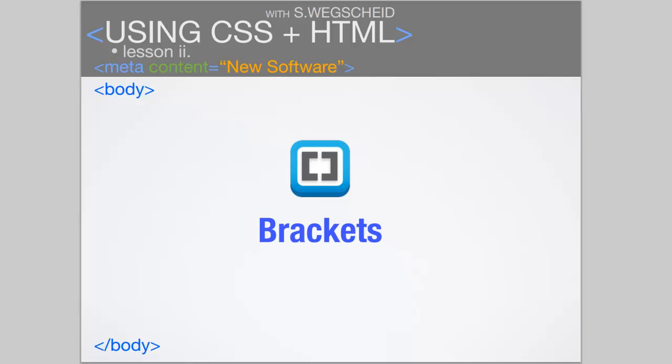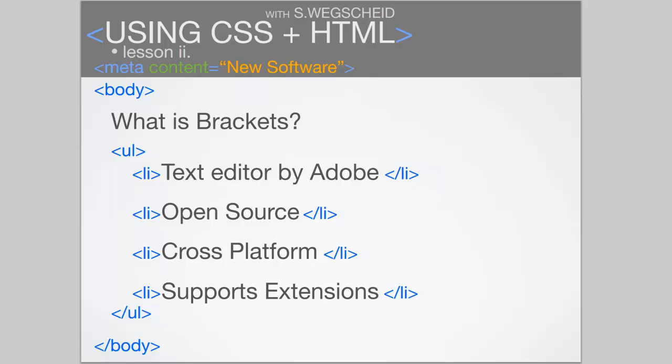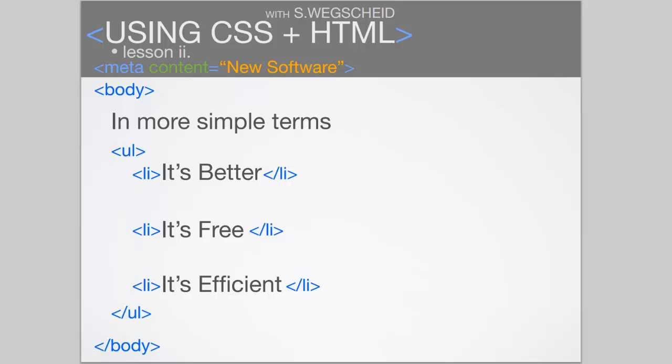So we're looking at Brackets. Brackets is a text editor by Adobe. You can edit HTML, you can edit JavaScript, CSS, PHP, and probably some other languages as well. It's open source, so it can be modded. It's cross-platform, and it supports extensions, which kind of goes hand in hand with that open source part. In more simple terms, it's better.